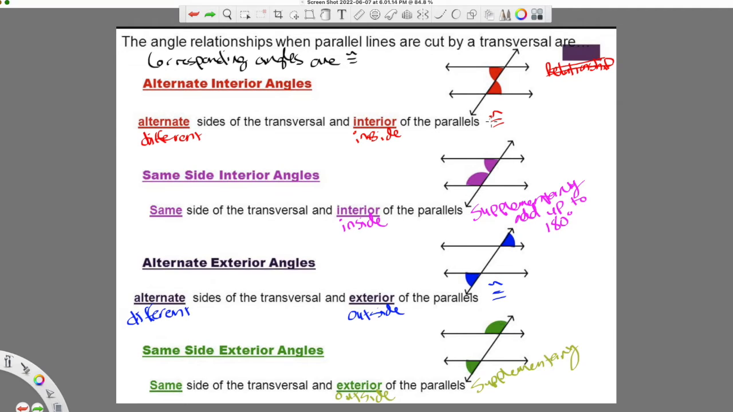So that's another really big one that we use pretty often during these proofs when we're going through and doing the two parallel lines and a transversal. Right.